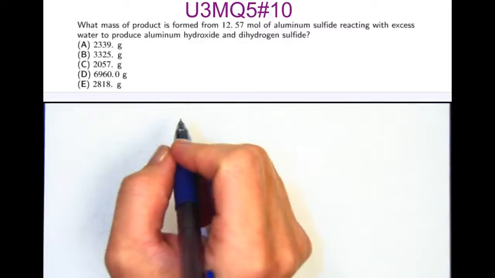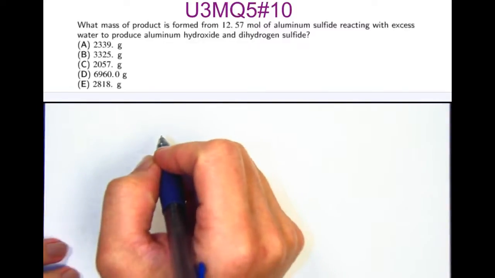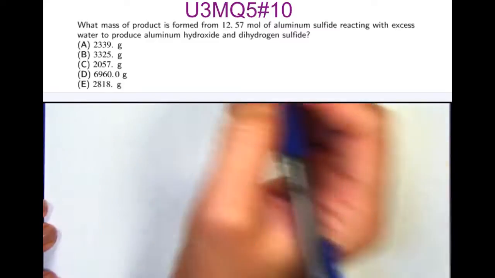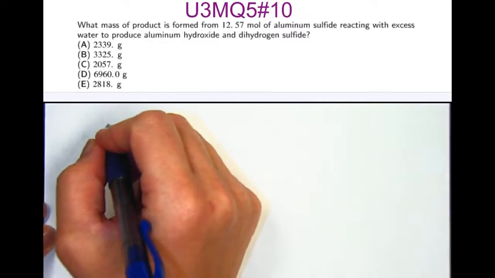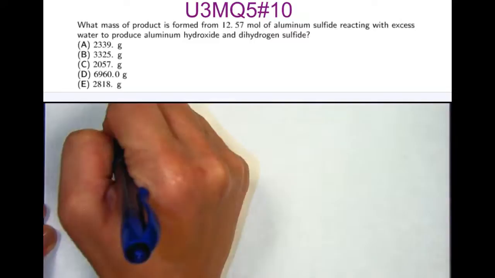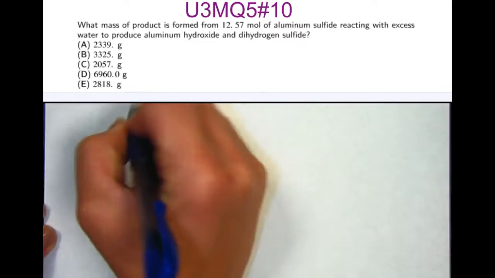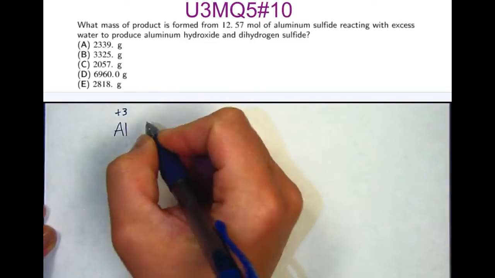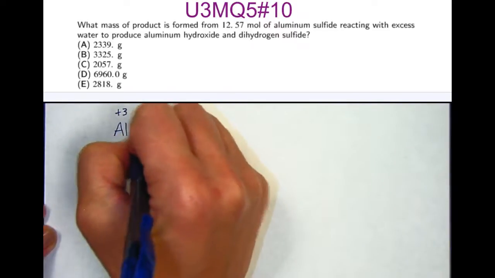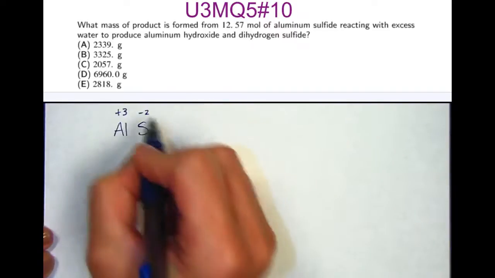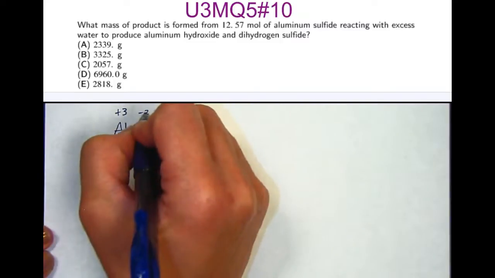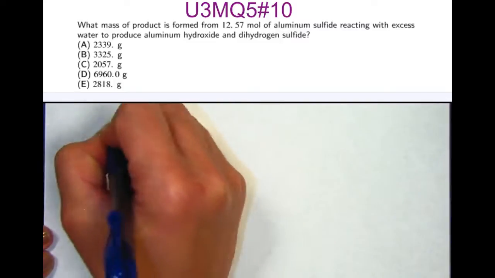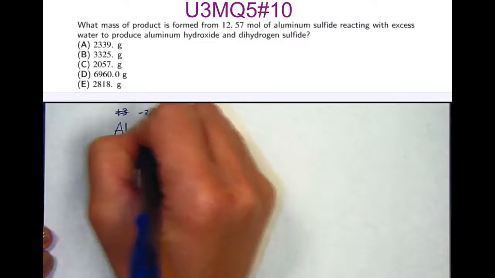Mass of product is formed from 12.57 moles of aluminum sulfide, and we're going to have to translate this equation. So we'll start with aluminum sulfide. Aluminum is Al with a +3 charge, and sulfide is S with a -2. We're going to have to crisscross these charges. This means I have 2 aluminums. This means I have 3 sulfides.